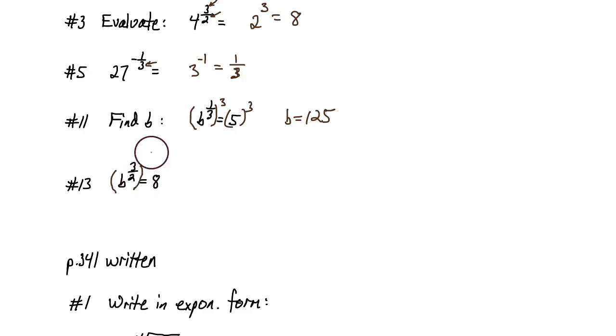Raise the left side to the 2/3 power and raise the right side to the 2/3 power. This makes b equals 4. The cube root of 8 is 2, and then 2 to the second power makes 4.